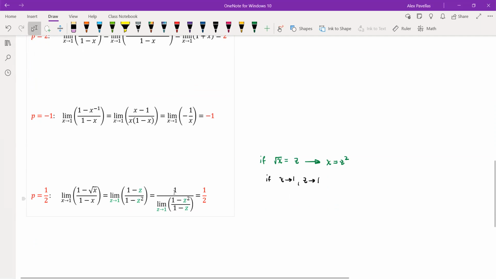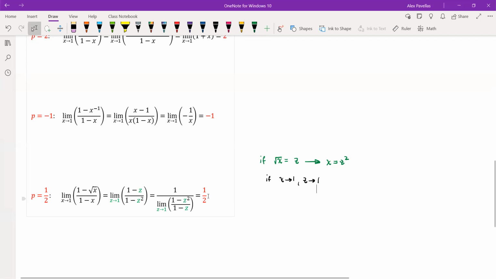It's the same. So we could write this as 1 over the limit as z approaches 1 of, the reciprocal of that, so 1 minus z squared over 1 minus z. And we already did that limit. That was our p equals 2 limit. Oh, interesting. So that gives us 1/2 here. Okay, so if p equals a half, our limit becomes a half.